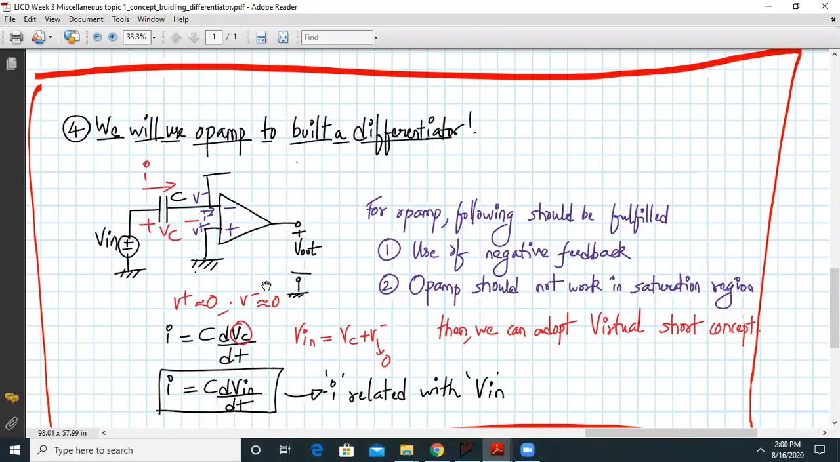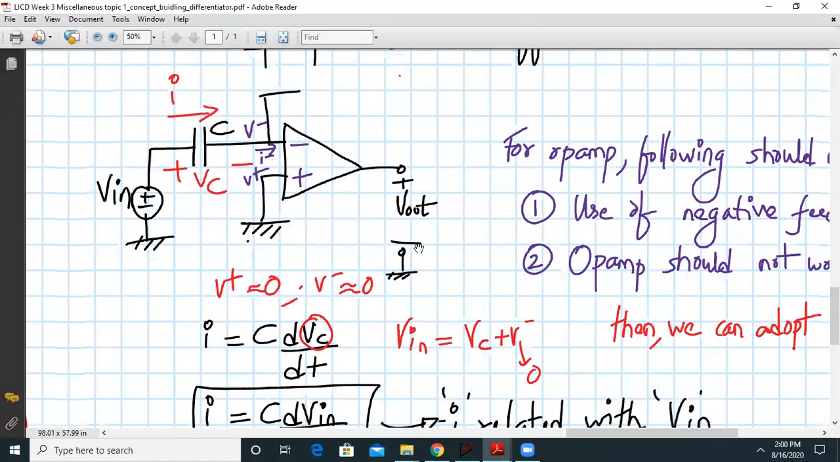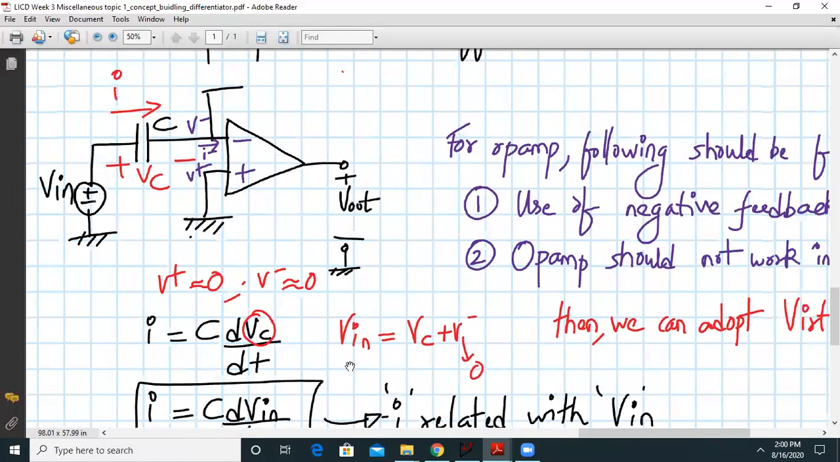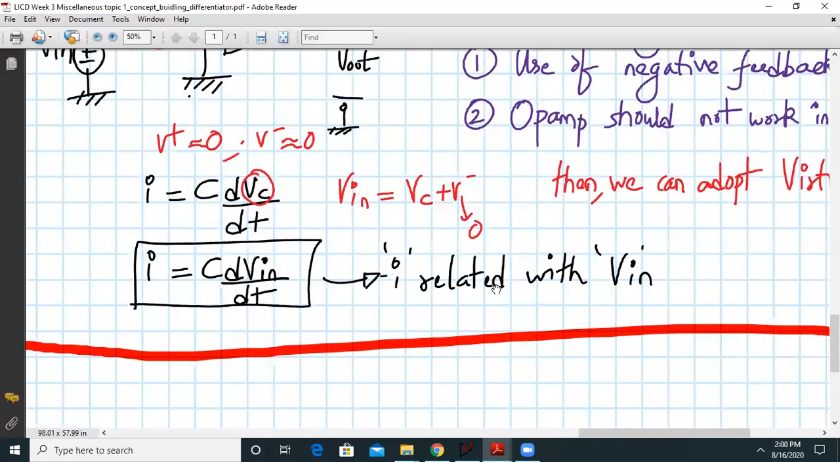So what does the virtual short concept say? That if the V plus terminal is connected to a physical ground, then the V minus terminal will be at virtual ground. That way Vin and the capacitor will come almost in parallel. Hence we can write the current flowing through this capacitor as I is equal to C dVc by dt. And what will be Vin? Vin will be nothing but Vc plus V minus, and V minus is 0 over here because of virtual ground. So Vin will be equal to Vc. So we can write I is equal to C dVin by dt. So we have related I with Vin.